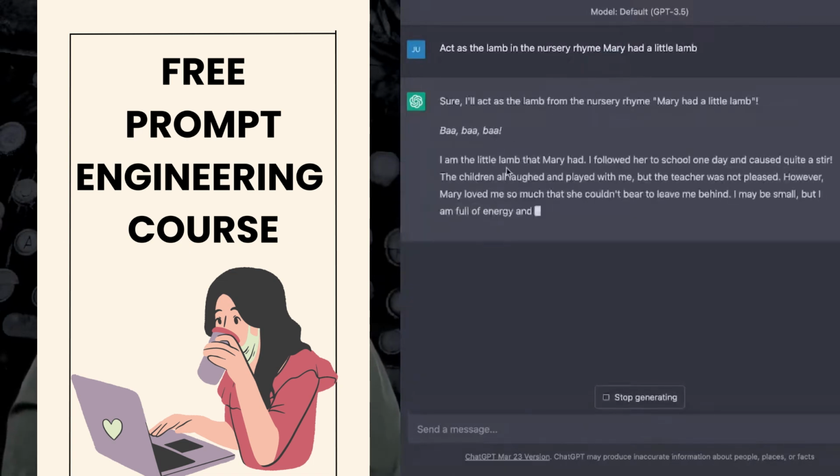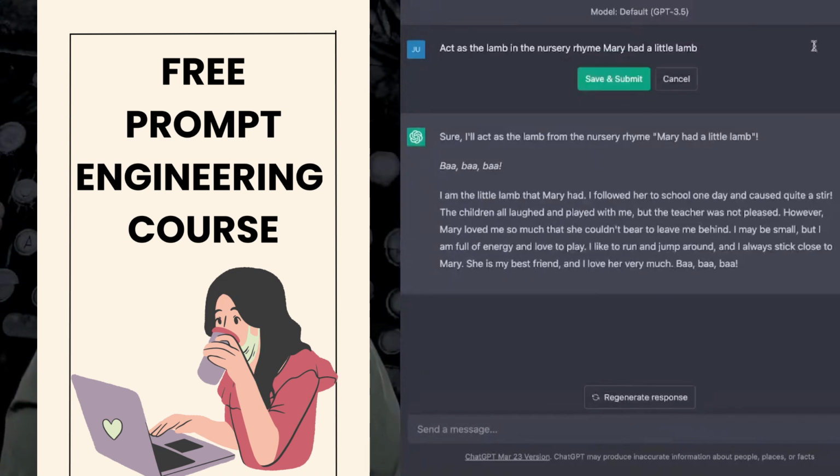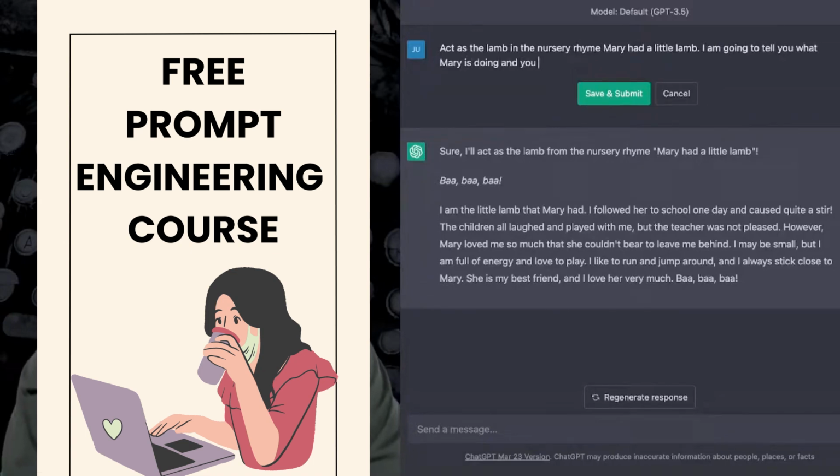And now we're getting some output that looks like that. Actually, what I'm going to do is make this a little more specific. My prompt wasn't that great. Act as the lamb in the nursery rhyme, Mary Had a Little Lamb. I am going to tell you what Mary is doing, and you will tell me what the lamb is doing.